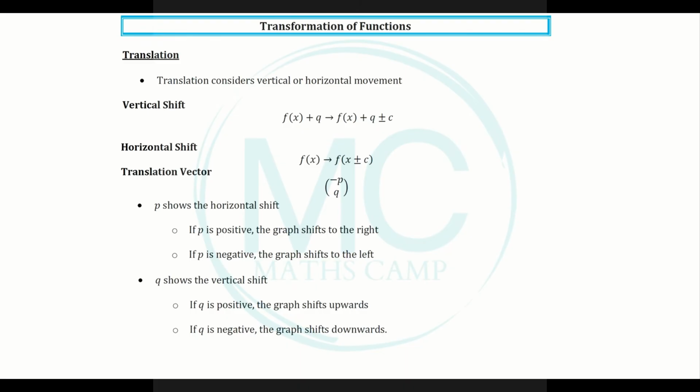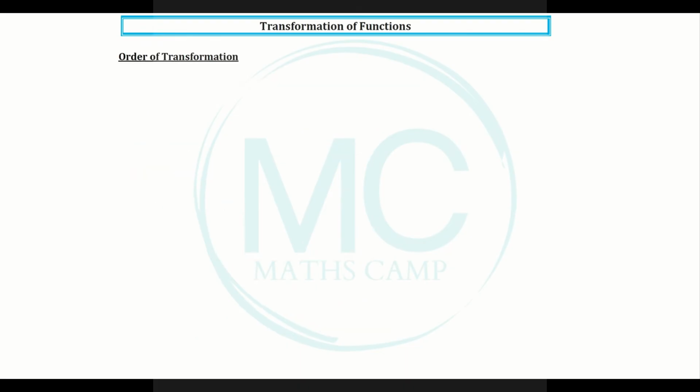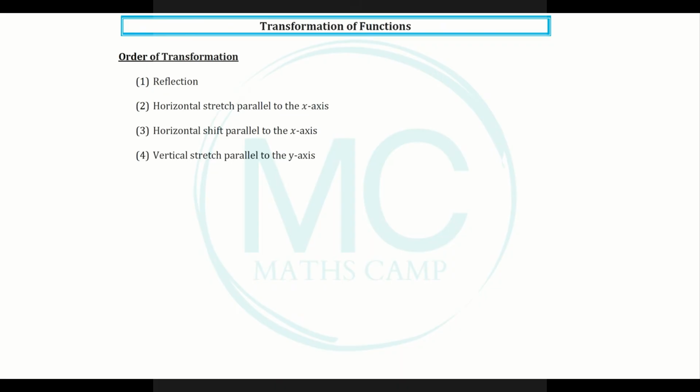When transforming a graph, we have to do it in a specific order. We start with reflection, either across the x-axis or across the y-axis. Then we look for the horizontal stretch, parallel to the x-axis. Then we look at the horizontal shift, also parallel to the x-axis. This is the p-value in our translation vector. After that, we look at the vertical stretch, parallel to the y-axis, and finally, the vertical shift, parallel to the y-axis. This is our q value.